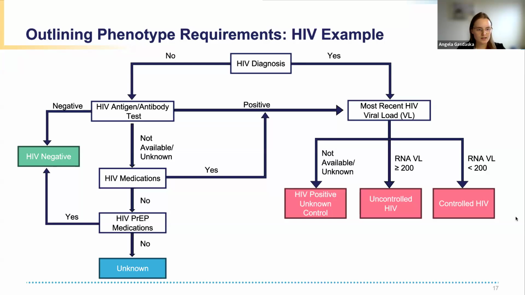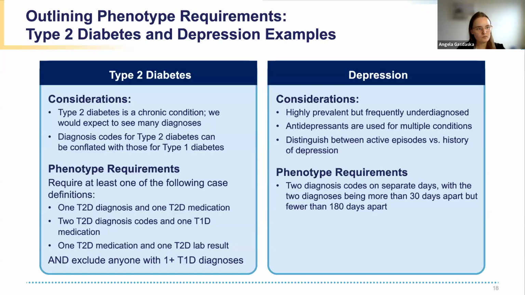So now let's move on to the three examples that we touched on earlier that we have actually developed. So first, starting off with type 2 diabetes. So if you'll remember for this, we were estimating prevalence. So we wanted to balance sensitivity and specificity, meaning we want reasonable confidence that the people we are including actually have type 2, but we don't want to have a really strict definition that may exclude a lot of people that do actually have type 2.